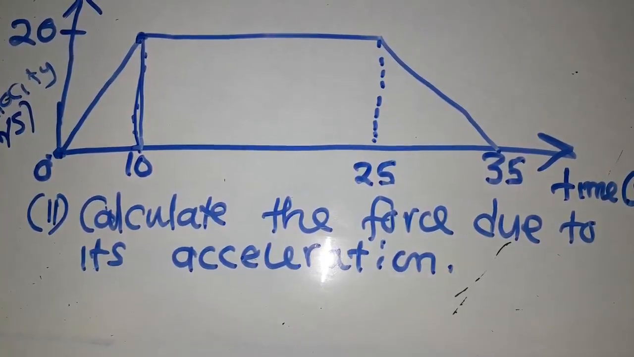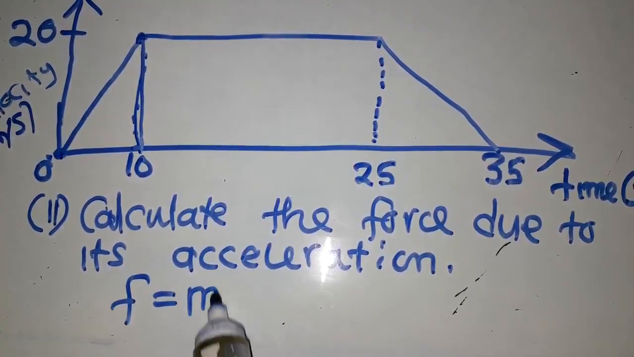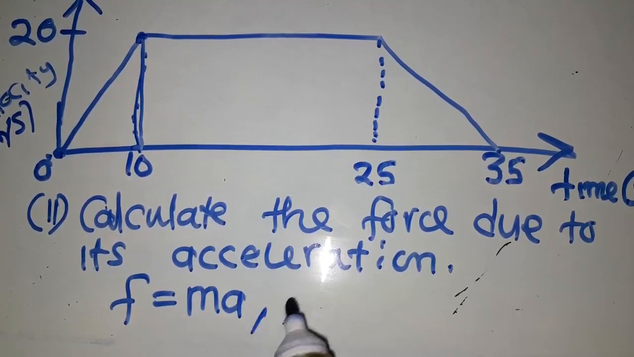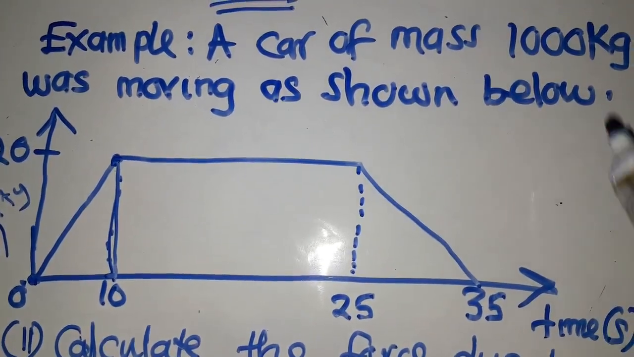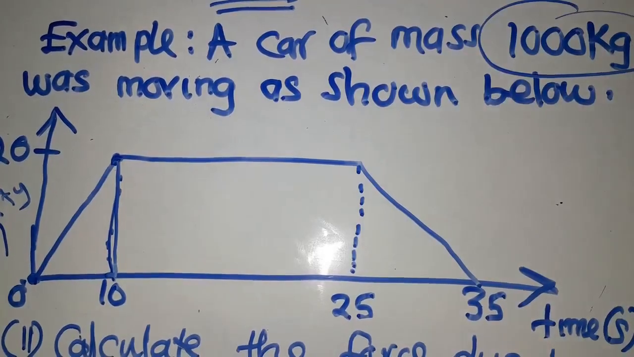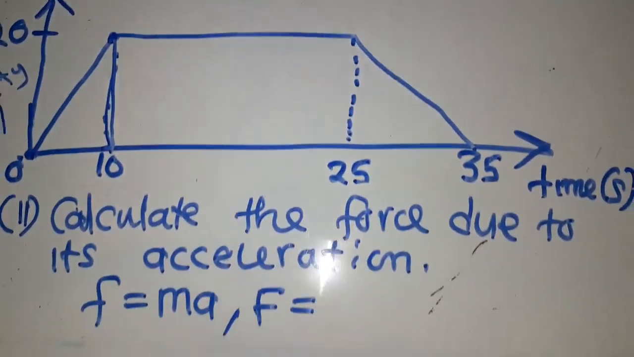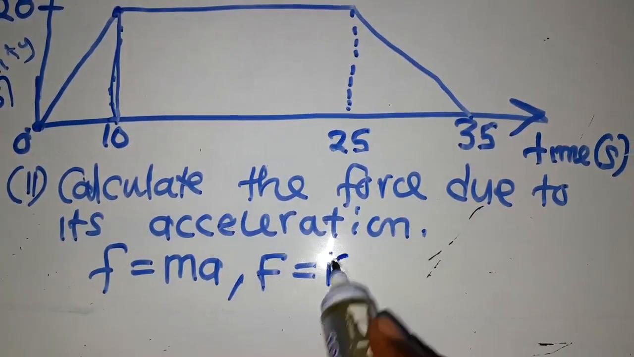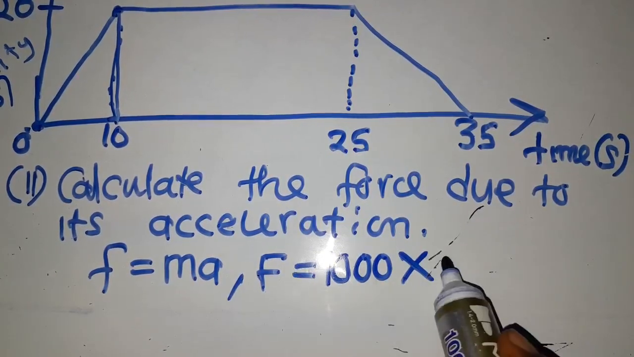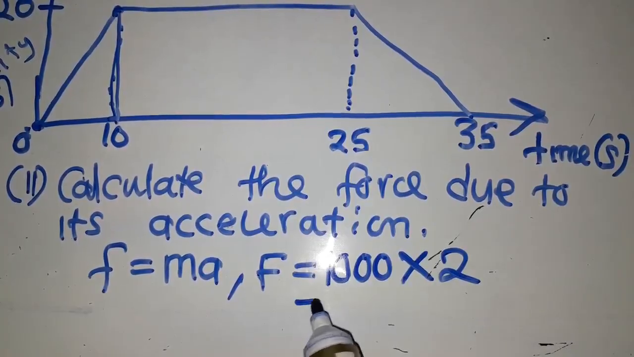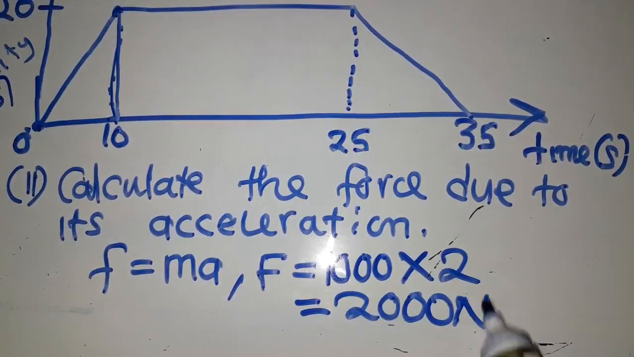This is the question. You know the force is equal to mass times acceleration. So force is equal to, what is your mass? You check the mass is what? What's the mass? You were given that mass, 1000 kg. So it is the same one you're going to use here, 1000 times the acceleration we found, it was what? 2. So 1000 times 2, it is what? 2000. You say 2000 newtons.